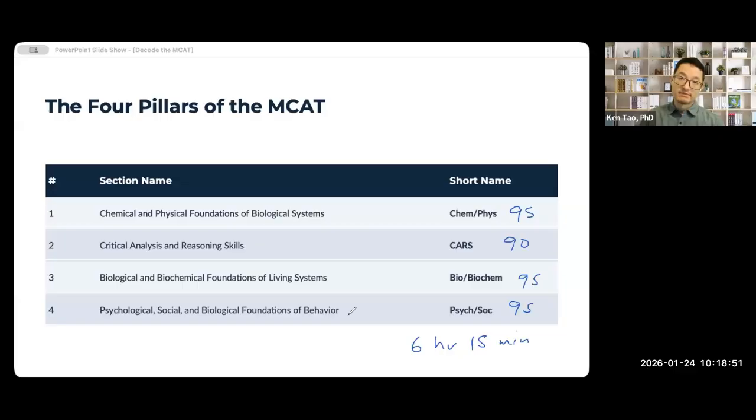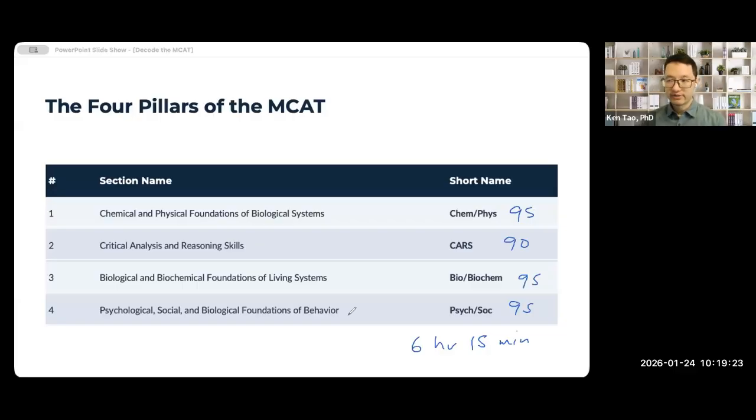And keep in mind, this is the amount of time that you're spending reading passages and answering questions in one day, 6 hours and 15 minutes. It's not that you're going to sit there and do 6 hours and 15 minutes of practice in a row. Obviously, you're given breaks. You have a 10-minute break between the ChemPhys and the CARS section. You have a 30-minute lunch break between the CARS and the Biochem section. And you have a 10-minute break between the Biochem and Psych-Soc section.